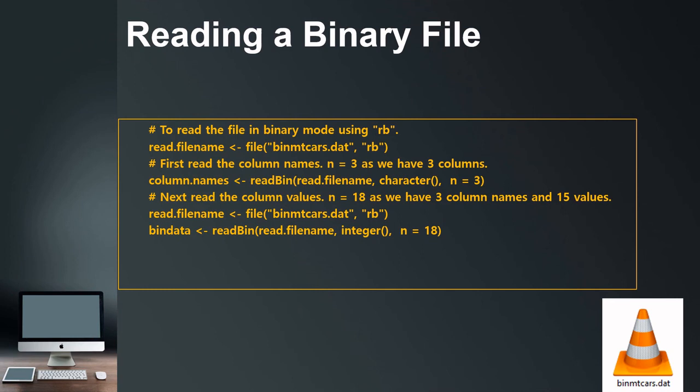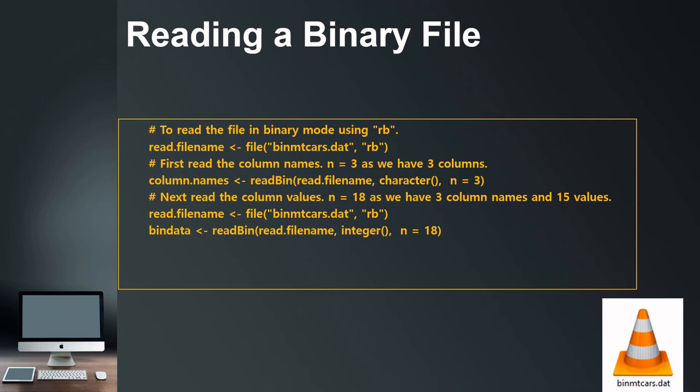Before this, we saw it was WB. W stands for write and B for binary. But in this case, because we are going to read the file, it is RB, meaning read the file. So the statement used here is read dot file name. The same file I am going to read, which I created in the previous example, bin empty cars dot dat, and because I am going to read the file, RB is used.